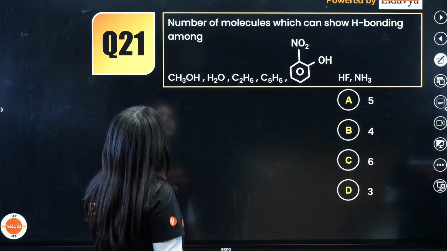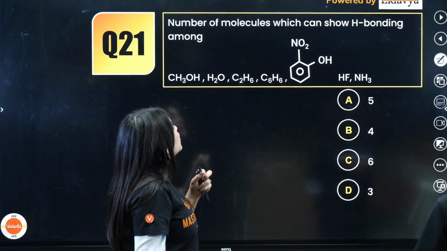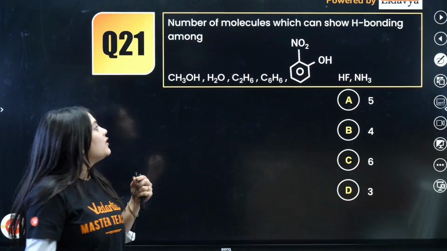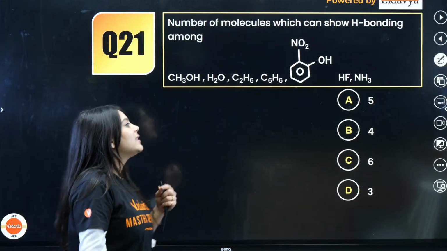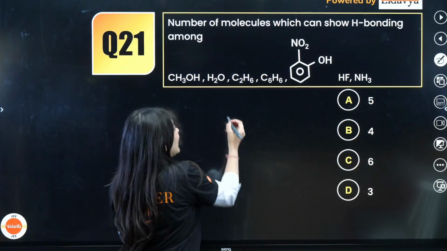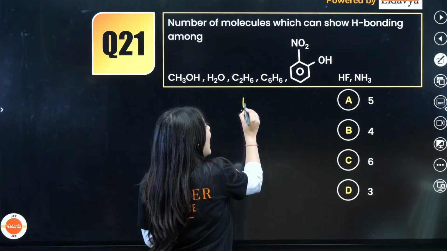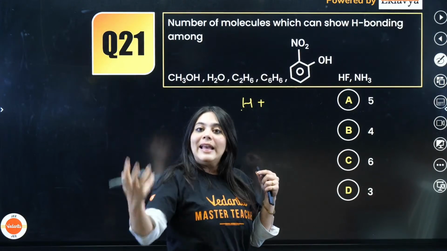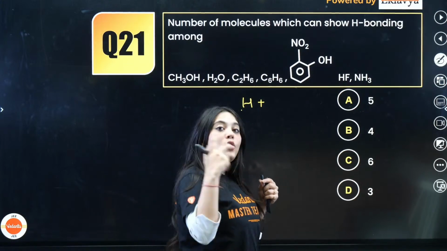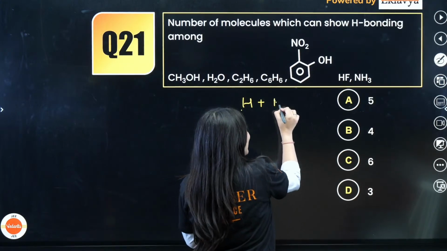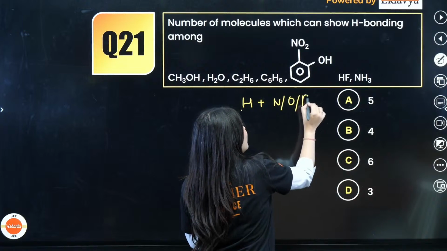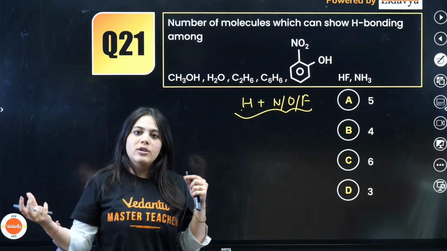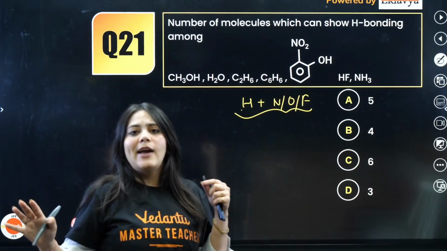Okay, so let's do this question. Number of molecules which can show hydrogen bonding among these are. What do you think will show hydrogen bonding? The condition for hydrogen bonding is that the compound should have a hydrogen atom plus a highly electronegative atom, like your nitrogen, oxygen or fluorine. Only with these atoms the hydrogen bonding is shown.